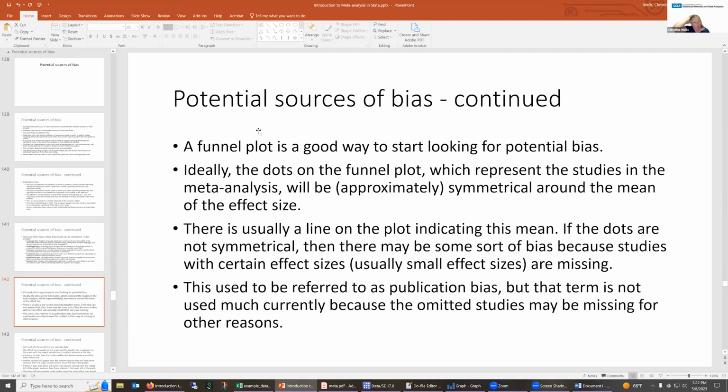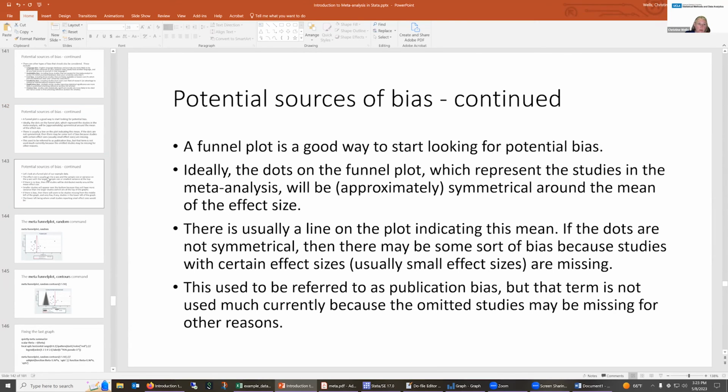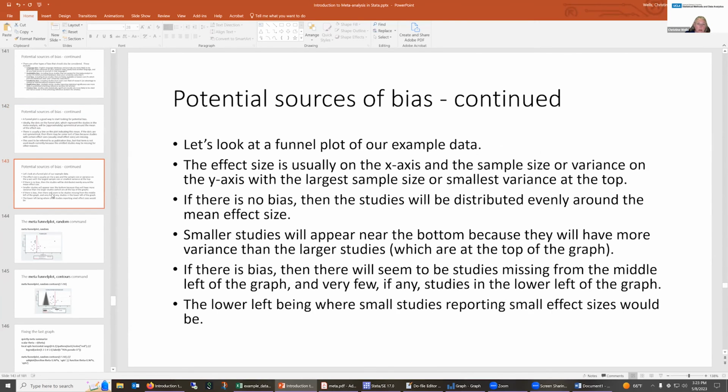But if that's not what you see, there might be some sort of bias because the studies with certain effect sizes, usually the smaller effect sizes, are missing. What you're worried about are the holes in there. And I'll show you one in just a second. It used to be referred to as publication bias, but we're not using that term here because the studies could be missing for a variety of reasons. And so we need to be careful there.